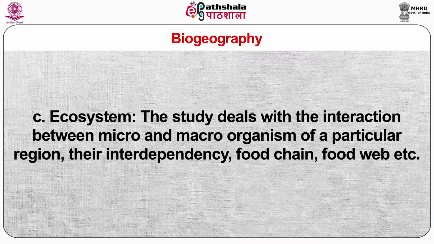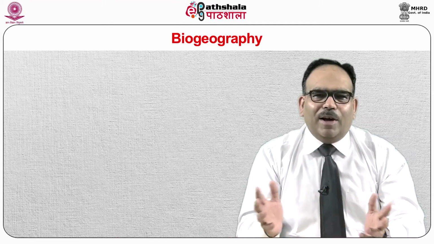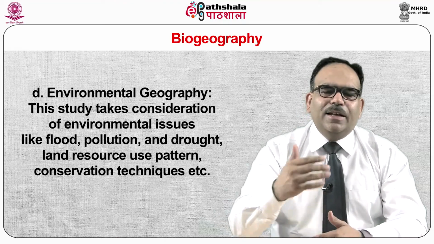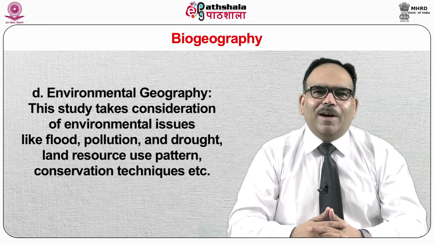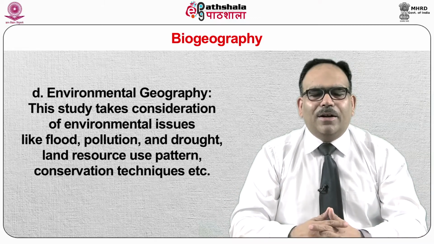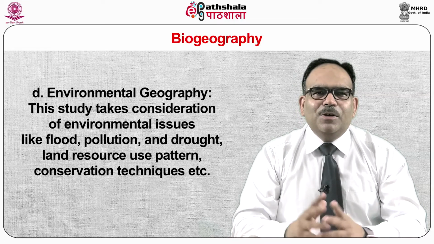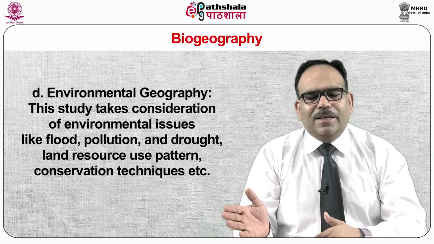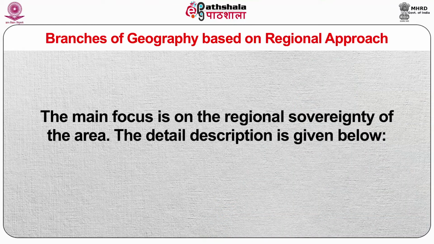Ecosystem. The study deals with the interaction between micro and macro organisms of a particular region, their interdependency, food chain, food web, etc. Environmental geography. This study takes into consideration environmental issues like flood, pollution and drought, land resource use pattern, conservation techniques, etc.